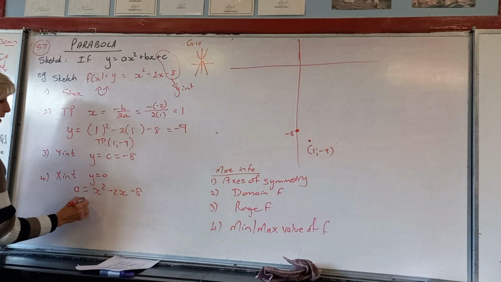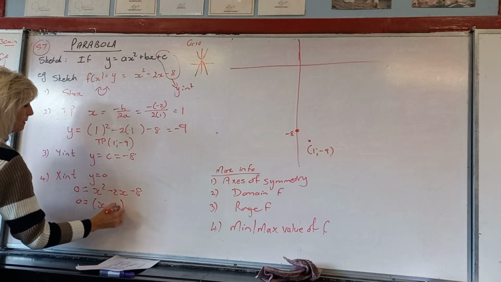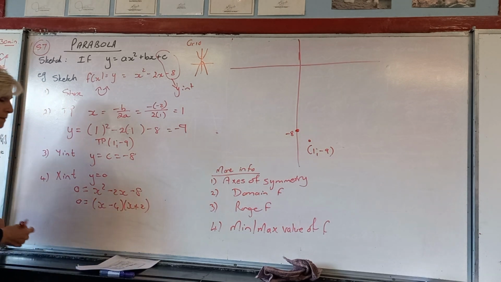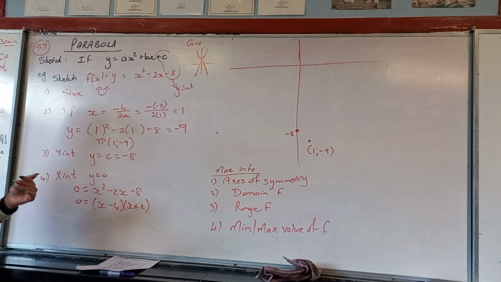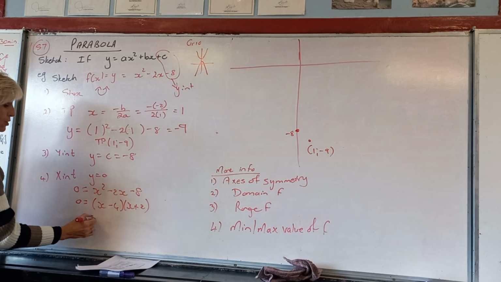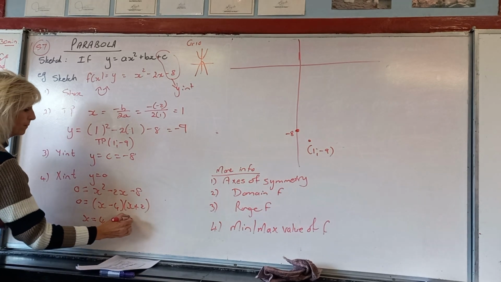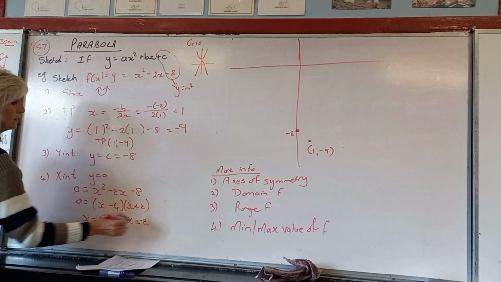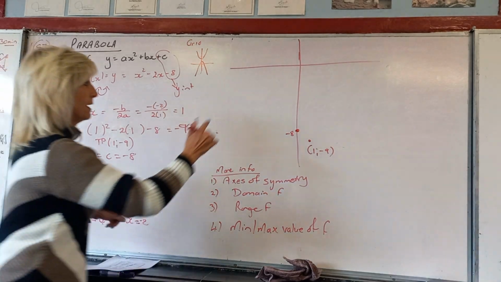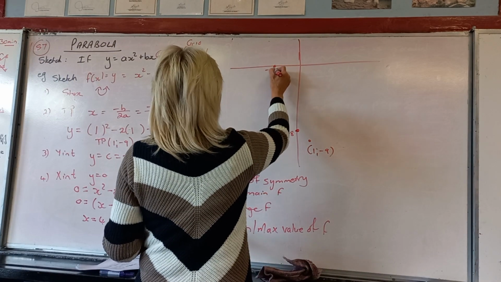Okay? What are the factors? Now guys, you should be able to do this in your sleep now. Factorizing shouldn't be a problem anymore. And then your x values were 4, negative 2. X values negative 2 or 4.